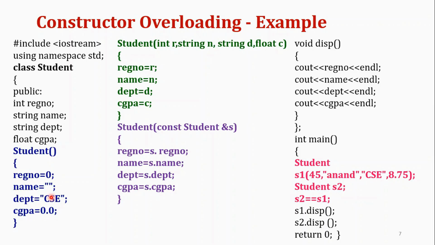Okay. So coming to the second constructor, which is a parameterized constructor. It has 4 parameters: integer R, string N, string D, and float C. The respective data types are used to initialize the respective attributes of the class. So register number is integer, name is string, department is string, and CGPA is float. This is a constructor with parameters, right? It has the same name as the class name, no return type, and has some parameters.